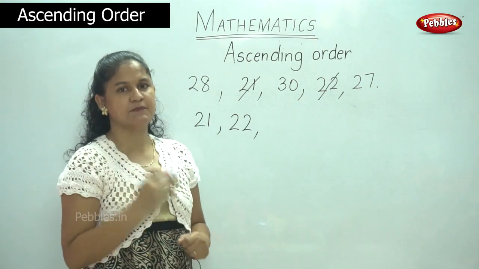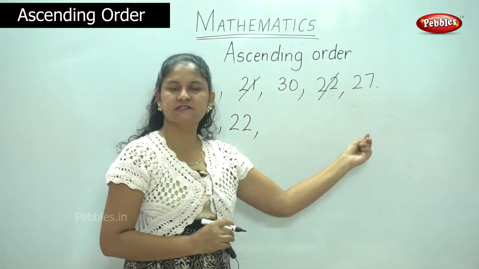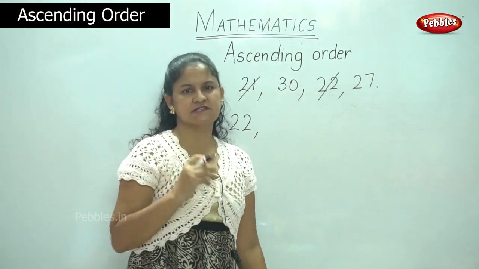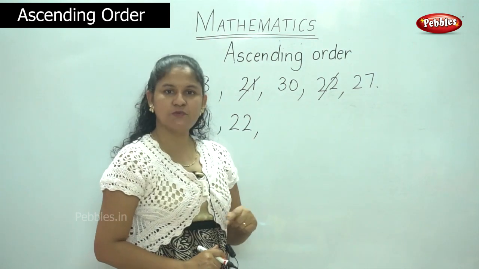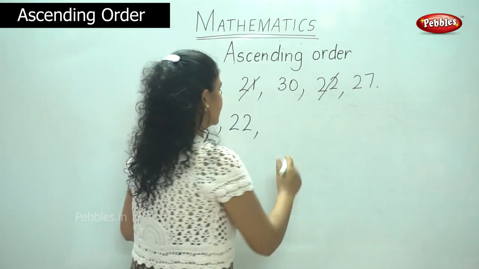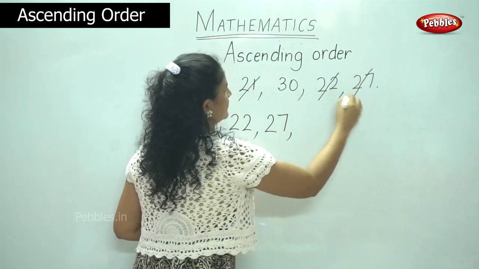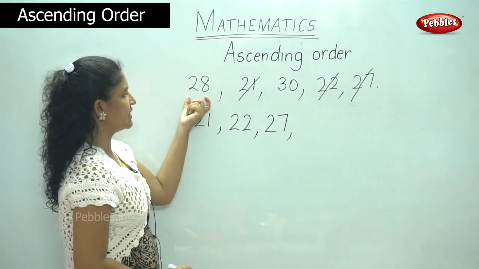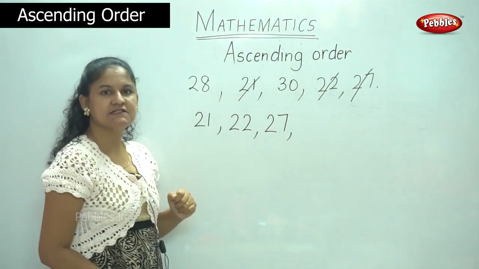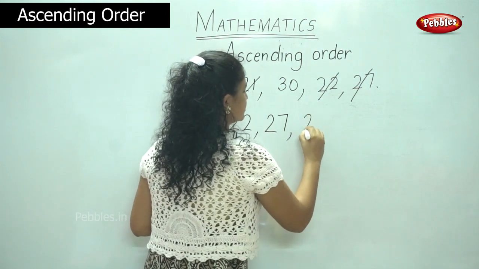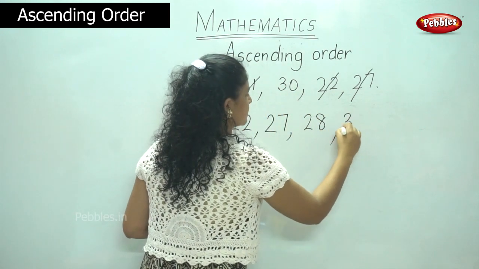Now I have 3 numbers left with me, that is 28, 30 and 27. So let us find out which is the smallest number among these 3. So now I came to know that 27 is the smallest among these 3 numbers. So I am writing number 27. And the next 2 numbers are 28 and 30. So between these 2 numbers, 28 is the smaller number. So I write 28. And the last number is number 30.